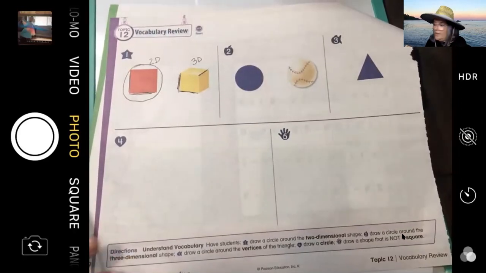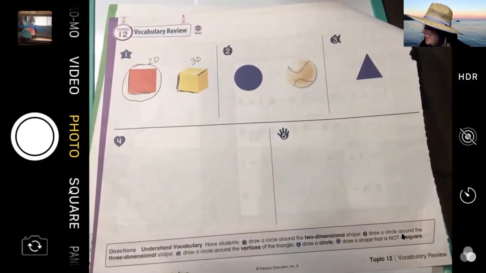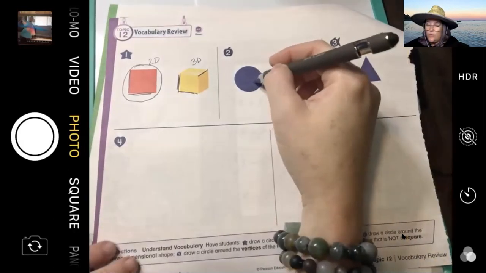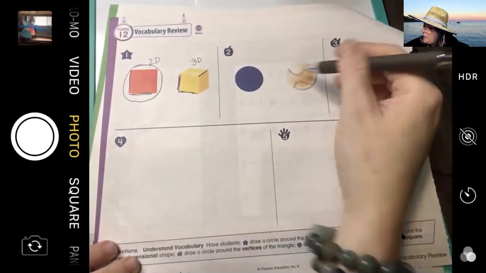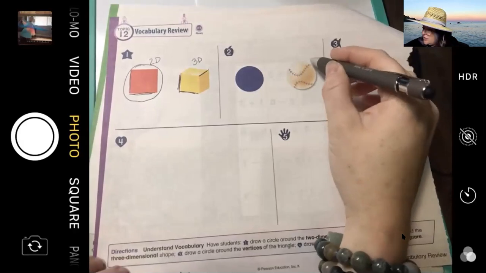Good job. Now let's read question 2. Draw a circle around the three-dimensional shape. So remember, three-dimensional goes three ways. You can also think of it as it's like puffy. It has a solid inside, okay? So if I were to draw one of these objects on a piece of paper, the only one I could really do, right, would be this circle, because circles are 2D, it's flat. So that would mean that this sphere is a three-dimensional shape, right?